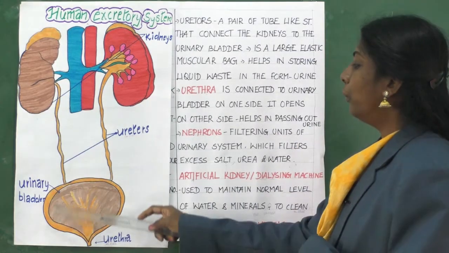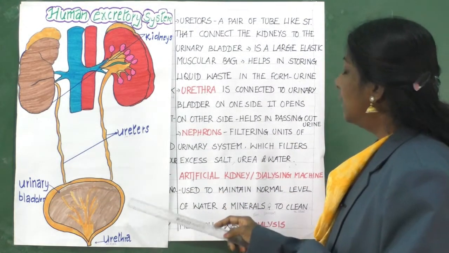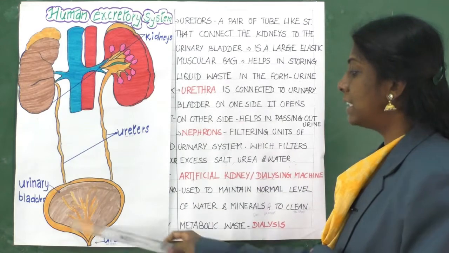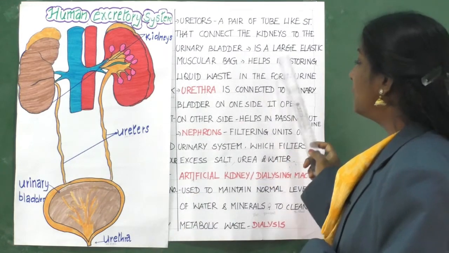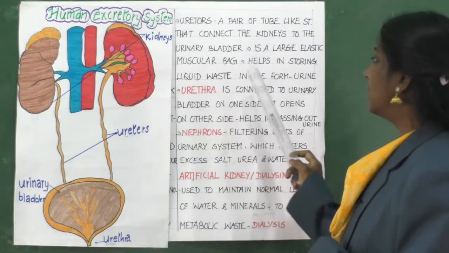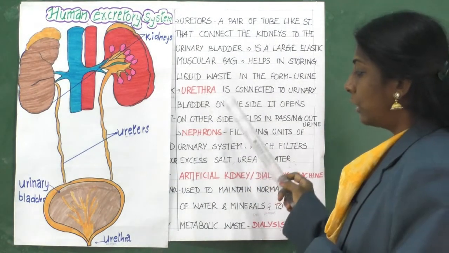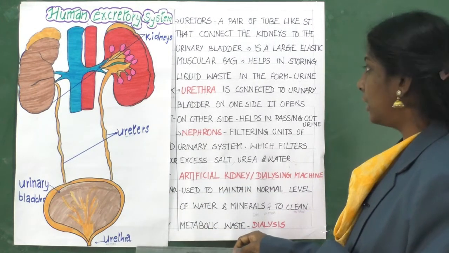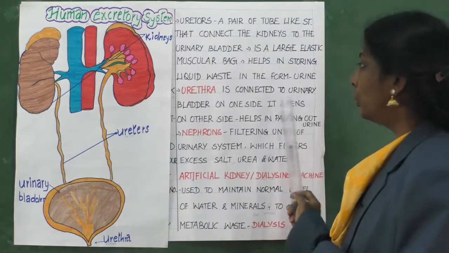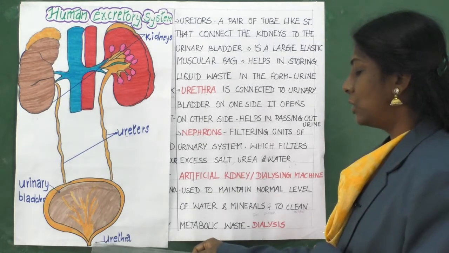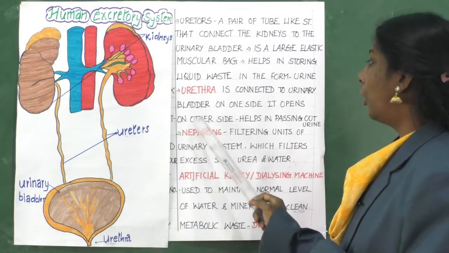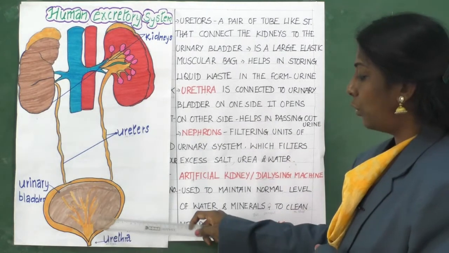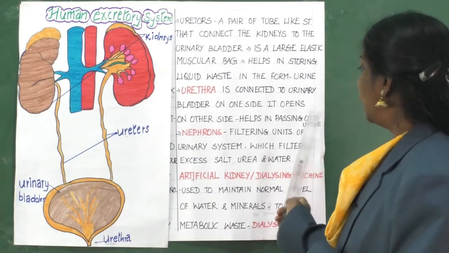Then about the urinary bladder, what is this? It is a large elastic muscular bag which helps in storing liquid waste in the form of urine. Okay, so it helps to store urine here. Then next part, urethra. What do you mean by this urethra? Urethra is connected to the urinary bladder on one side. On the other side it helps in passing out urine. So through the other opening, urine will be let out.